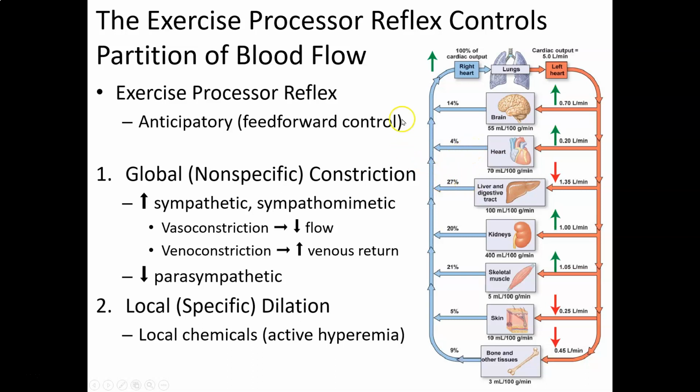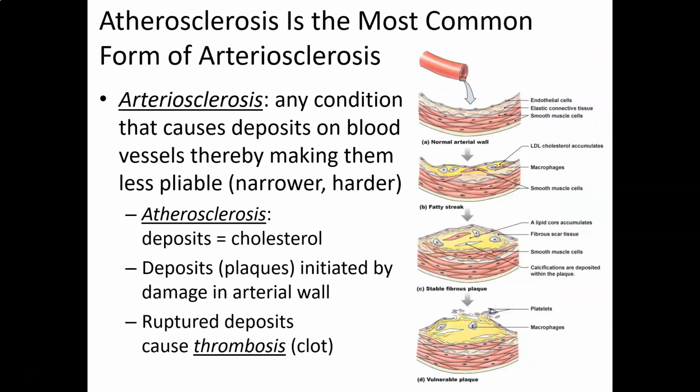When you start to exercise, what you're going to do is increase the amount of blood that goes to the skeletal muscle, which is going to decrease the amount of blood to other areas proportionally. Okay, so that allows us to put blood to the areas where we need it most, and that's called the exercise pressor reflex. A couple other just odds and ends.